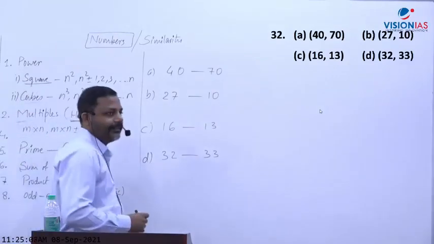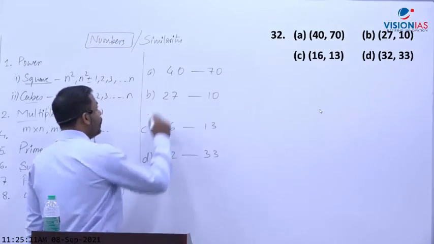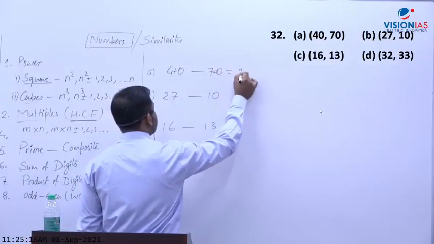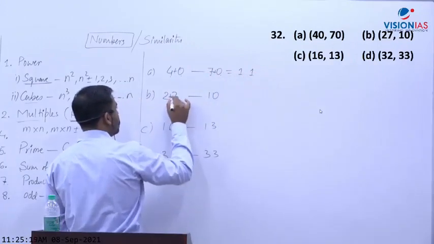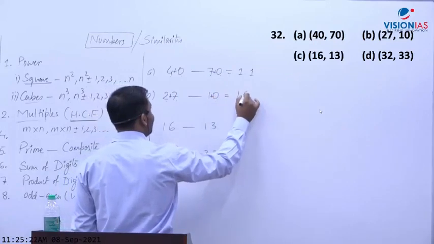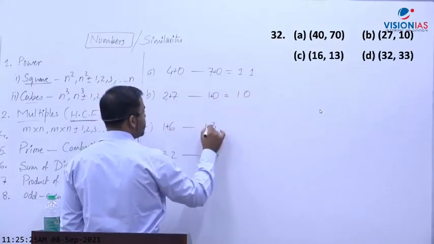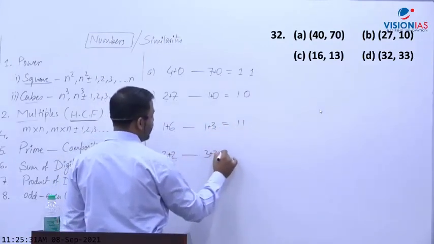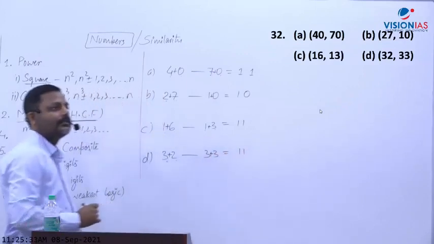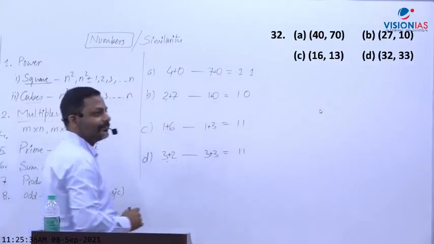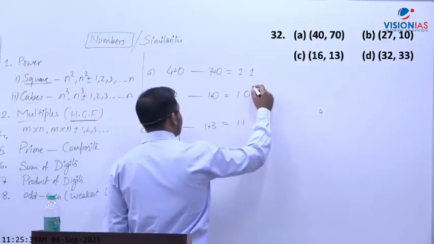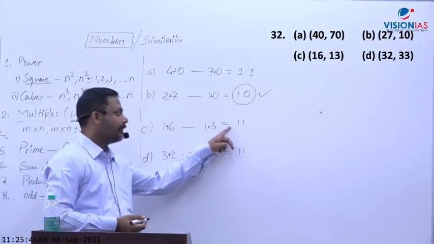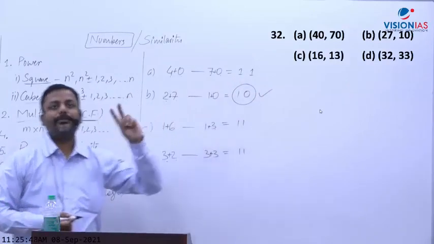See, if we add all the digits of the number, 4 plus 0 plus 7 plus 0, it is 11. And in the second option, 7 plus 2 plus 1 plus 0, it is 10. 1 plus 6 is 7, plus 1 is 8. 8 plus 3 is again 11. 3 plus 2 is 5, plus 3 is 8. 8 plus 3 is also 11. Okay, Suraj. So, only in the second option, the sum of digits is 10, and in the rest of the options, the sum of digits of both the numbers is 11.